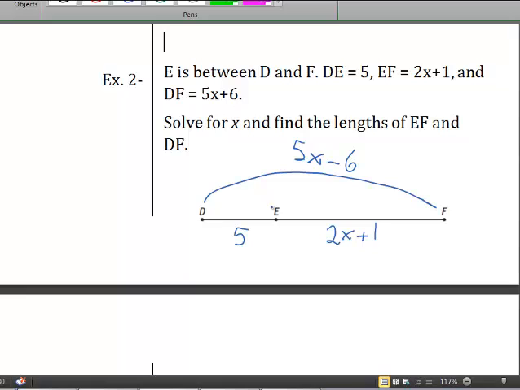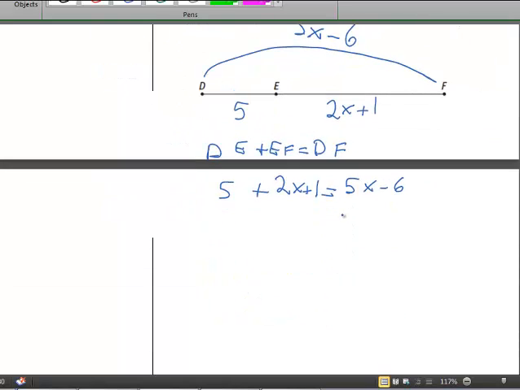So first thing is we know that DE plus EF is going to be equal to DF. So from that now I can rewrite this with my algebra. DE is 5, plus 2x plus 1, which is EF, is going to be equal to all of DF, which we know is 5x minus 6. So we need to solve for x. This is just like our algebra expressions. We can combine the 5 and the 1, so I have 2x plus 6 equals 5x minus 6.